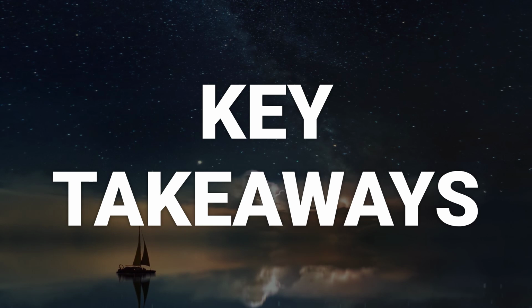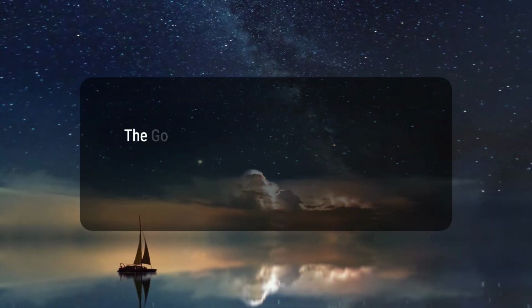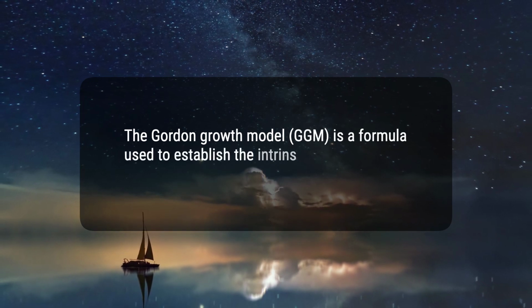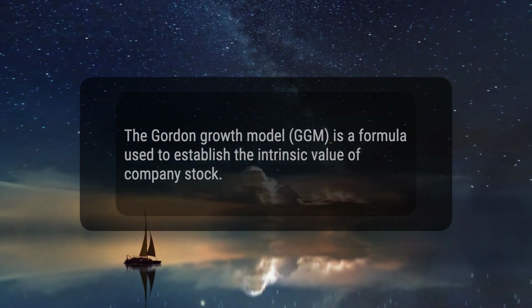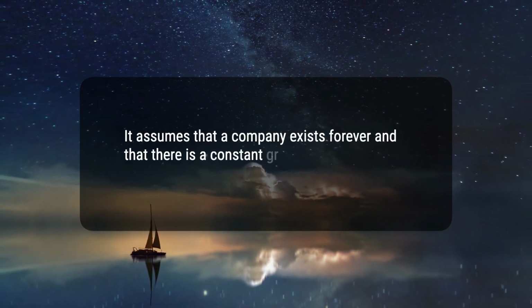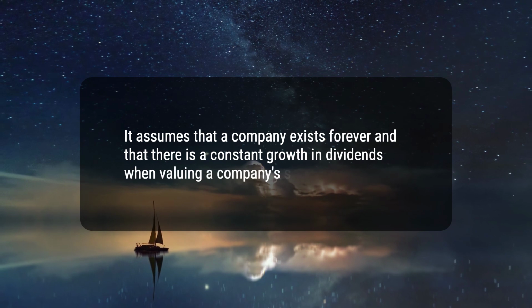Here are 5 key takeaways. 1. The Gordon Growth Model, GGM, is a formula used to establish the intrinsic value of company stock. 2. It assumes that a company exists forever and that there is a constant growth in dividends when valuing a company's stock.